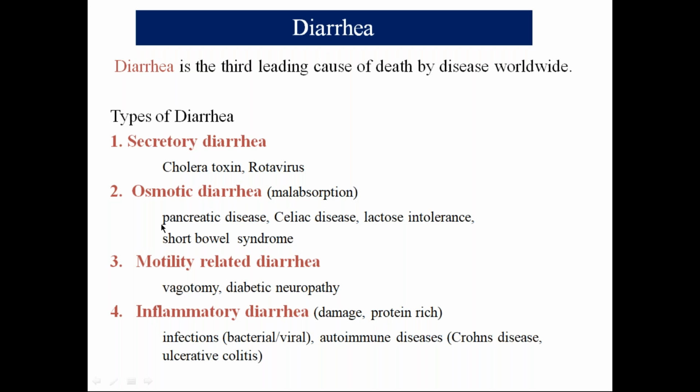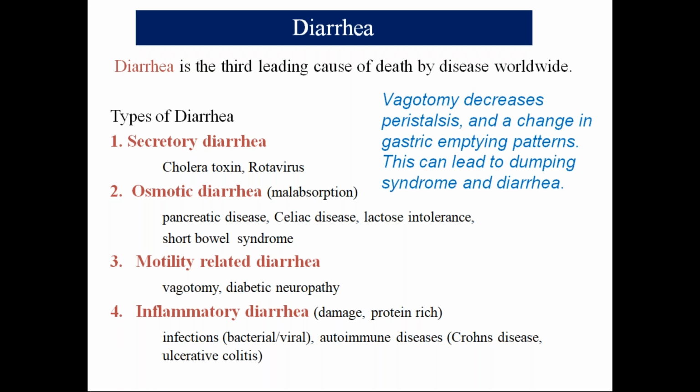You have various types of diarrhea. It can be secretory diarrhea, in which case you have the cholera toxin and rotavirus, I've told you. Osmotic, which can occur in case of a pancreatic disease, celiac disease, lactose intolerance, short bowel syndrome, or it could be motility related diarrhea, and there's diabetic neuropathy or vagotomy, or there can be an inflammatory diarrhea. So the patient will present to you with the symptom of diarrhea, and you have to basically make a diagnosis of what is the cause for this diarrhea, and accordingly treat the patient.